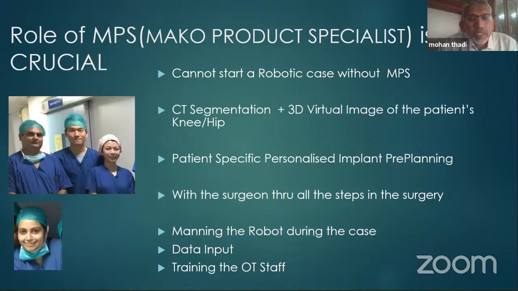And this is the product specialist. This person is very integral to doing the robotic surgery. It is another personnel in the operation theater along with the rest of the team. Usually it's only one person, but the person is responsible for doing the CT scan planning of the surgery. So they do a patient-specific personalized implant pre-planning. They discuss all this with the surgeon, of course. They are manning the robot during the case, putting in the data input. They are also responsible for training the theater staff.